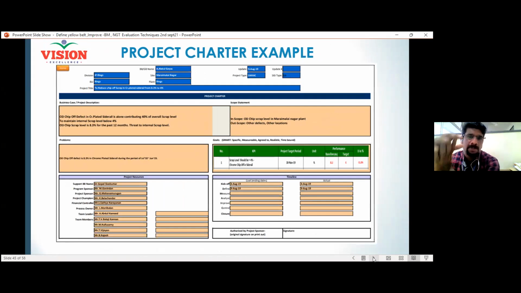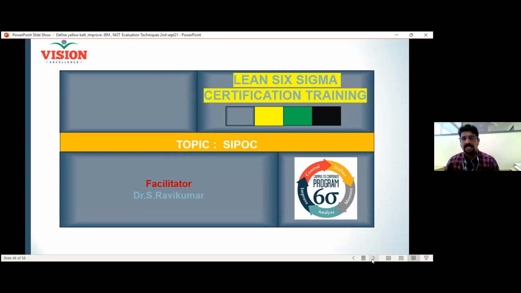Okay, you can see the business case, the scope statement, the problem statement, the goal, then the project scope, that is the resources which you can use, and the timeline. So here you can see the business case, the project scope statement, then the problem statement, then the goals, then the project resources, then the timeline. This is a small example of a typical project charter. This will help you to understand the project in a single view. The top manager will be able to understand it by looking at the project charter.